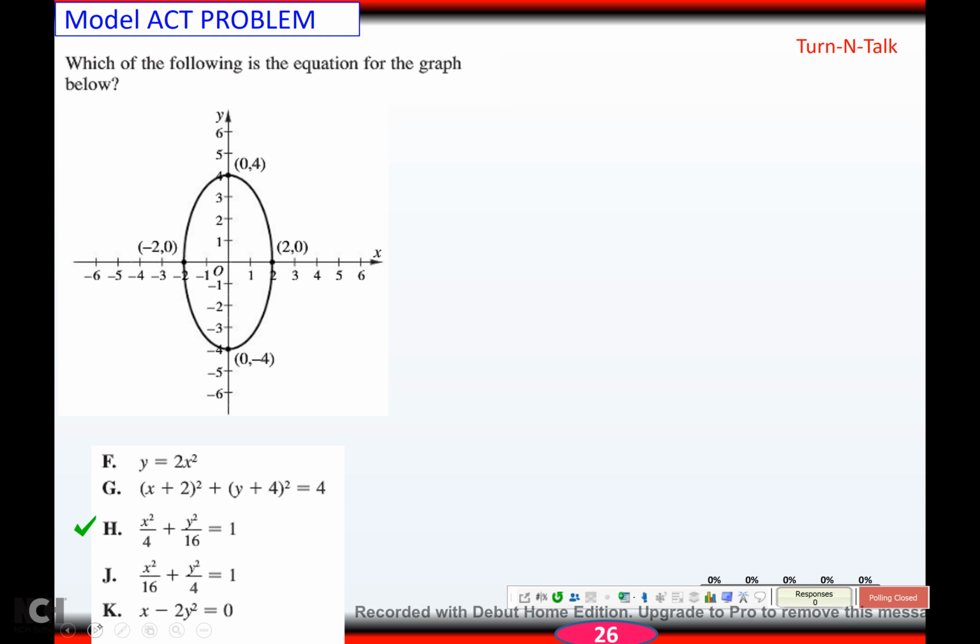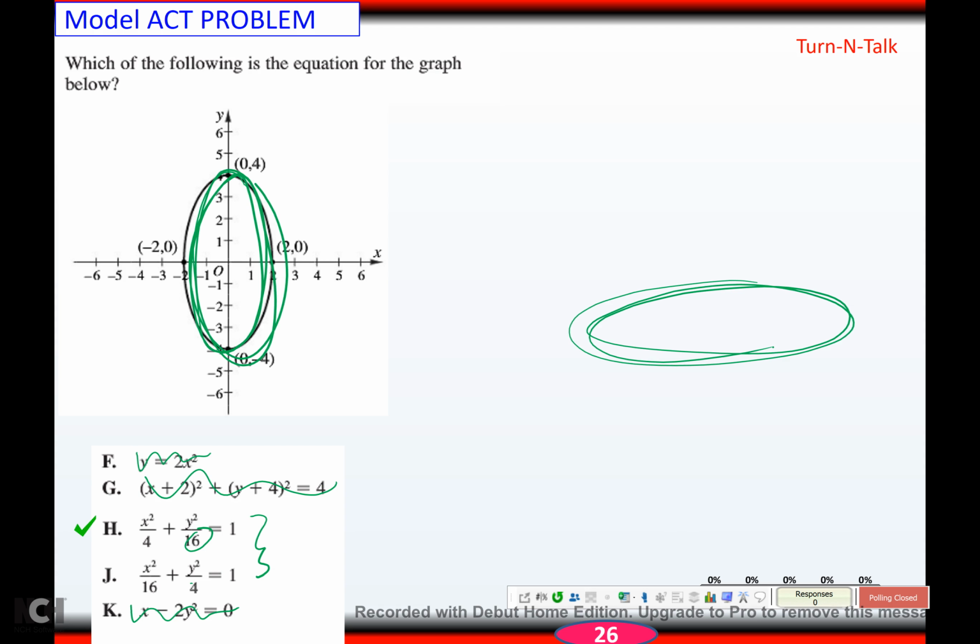Okay, which of the following is the equation for the graph below? All right, first of all, I know that it's not a circle because it's elongated, which means it's either an ellipse or hyperbola. So that's a parabola, that's a circle, these two are possibilities, that's a parabola, so I'm down to these two. Well, if you remember, if it's elongated this way, the bigger number will be under y squared. If it was elongated this way, the bigger number is under the x squared. So my answer has to be H.